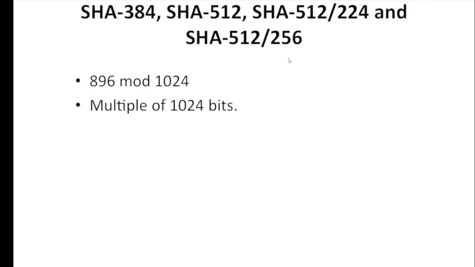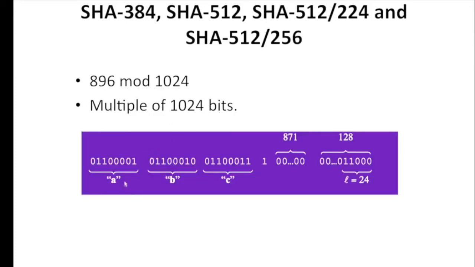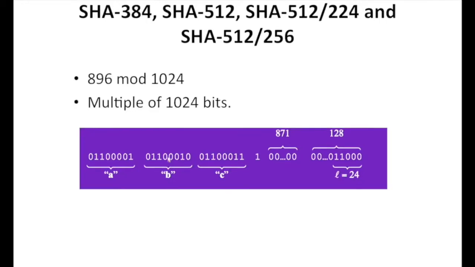For another example, SHA-384, 512, 512/224 and 512/256 use the same sequence of 80 constant 64-bit words. In this case, 896 mod 1024 is used, as we are making a 1024 block size. In the given example, we have the clear text message A, B and C. A binary representation is this, B binary representation is this, and C binary representation is this. And then we add 1, and then add 871 zeros to make it. And finally we add the length of the message and add zeros to make the 1024 block size.